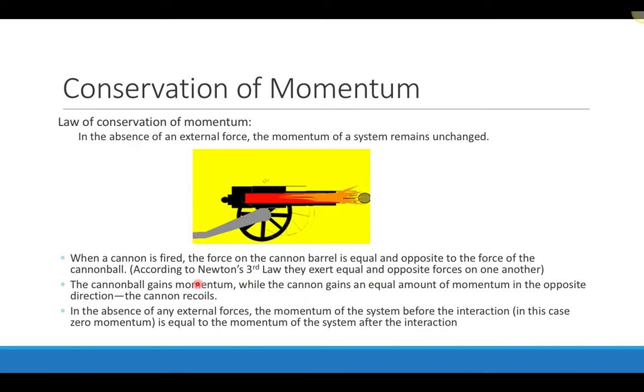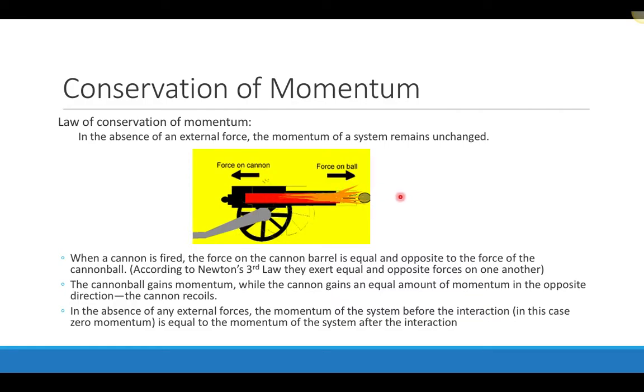So first of all, they're equal and opposite according to Newton's third law. And so what happens is that the cannonball gains momentum to the right, so it has positive momentum, and the cannon itself gains an equal amount of momentum in the opposite direction, which is to the left, or it recoils. So the total momentum before the interaction was zero. They were sitting at rest.